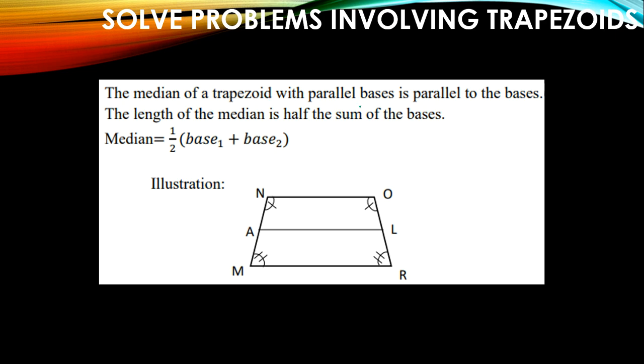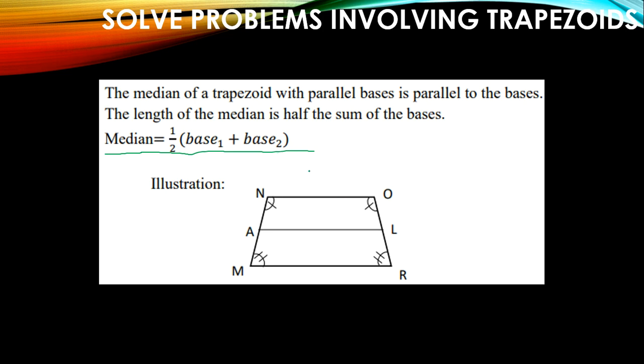The median of a trapezoid with parallel bases is parallel to the bases. So the median AL is parallel to NO and it is also parallel to MR. Then the length of the median is half the sum of the bases. So if you add the lengths of NO and MR, then divide by 2 or multiply by 1/2, that is the length of the median. Or we have the formula, median equals 1/2 times base sub 1 plus base sub 2.